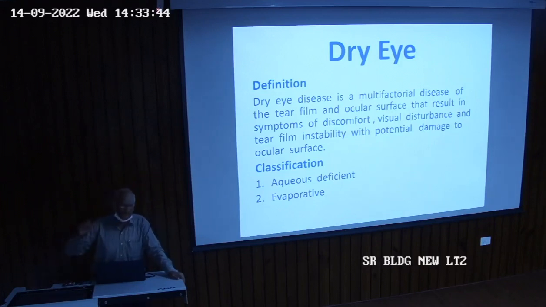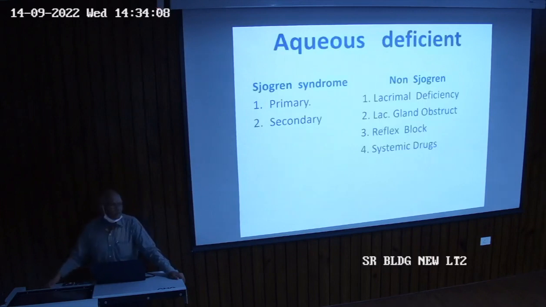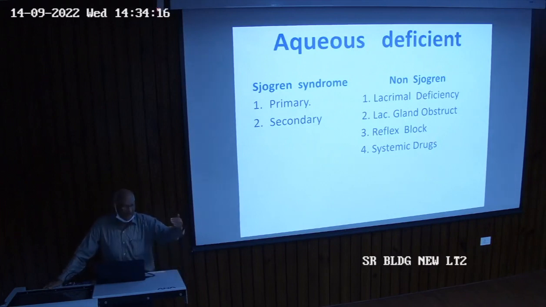Classification: there are so many factors. Broadly we divide into two: aqueous deficiency and evaporative. If something is deficient among the mucin, the aqueous, or the oily layer, that is called the evaporative or deficiency part. Aqueous deficiency means whenever the aqueous is deficient, there is no secretion reaching the lower fornix and the punctum.